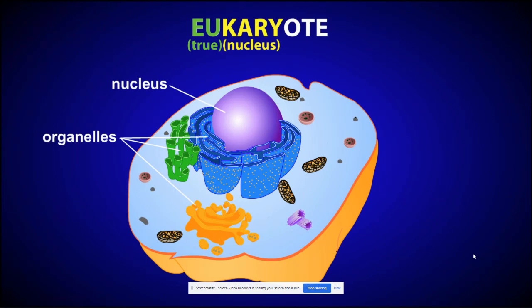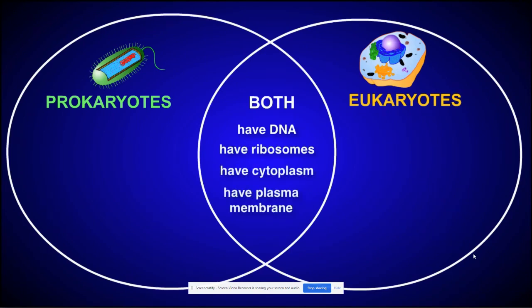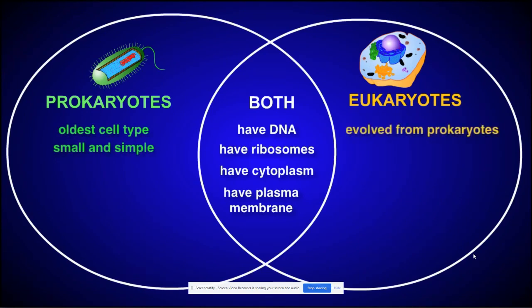Let's take a look at a Venn diagram to compare prokaryotes to eukaryotes and to also see what areas they have in common. Let's start with their commonalities. Both prokaryotes and eukaryotes have DNA as their genetic material, have ribosomes, have cytoplasm, and have a plasma membrane. Now let's look at some of the ways they differ. Prokaryotic cells are the oldest type of cell. They're small and relatively simple. Eukaryotic cells evolved from prokaryotic cells later. They're larger and much more complex internally.